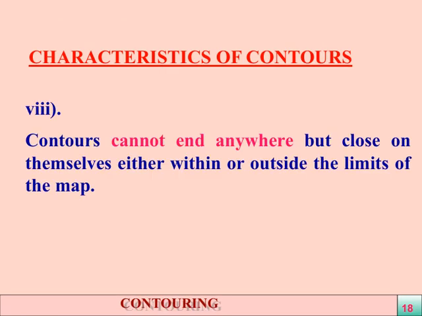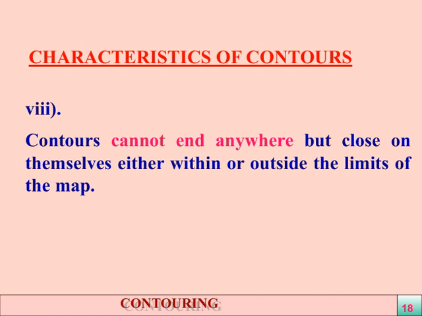Contours cannot end just anywhere on a map. Instead, they must always close on themselves, either within the map boundaries or outside of them. This is a fundamental characteristic of contour lines. It helps us understand that contours are continuous and represent a consistent surface. If a contour line appears to end abruptly in the middle of the map, it usually indicates an error or an incomplete data set.